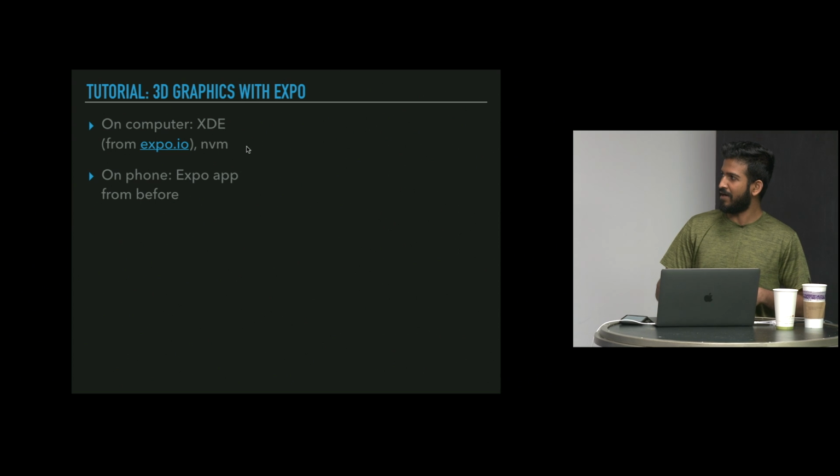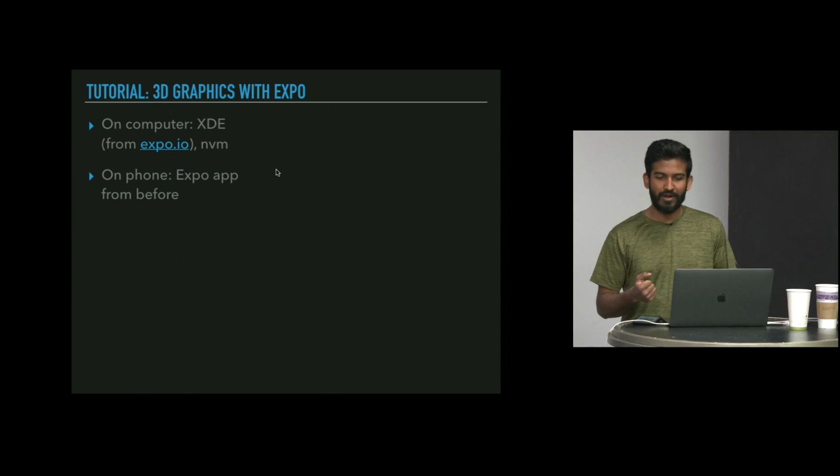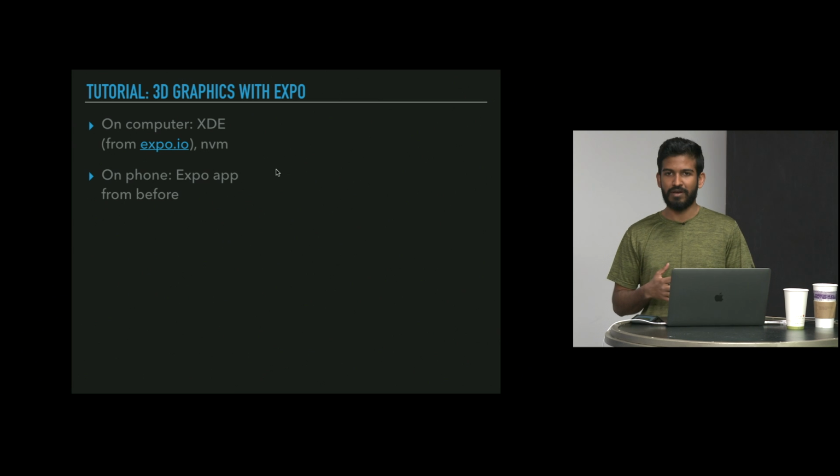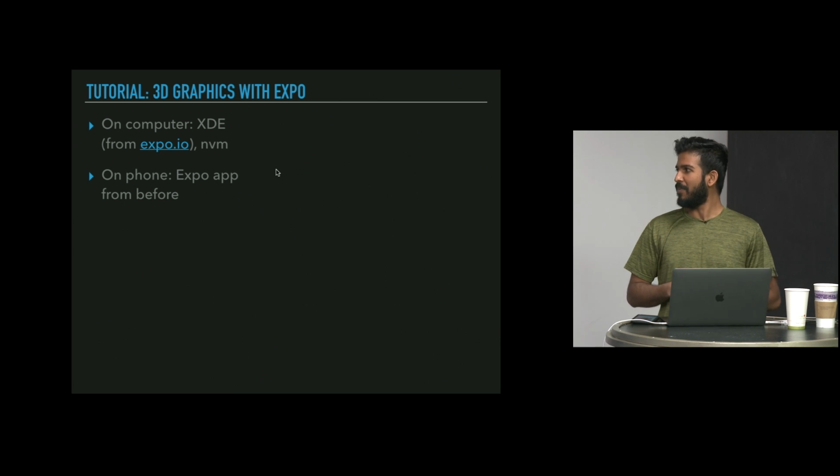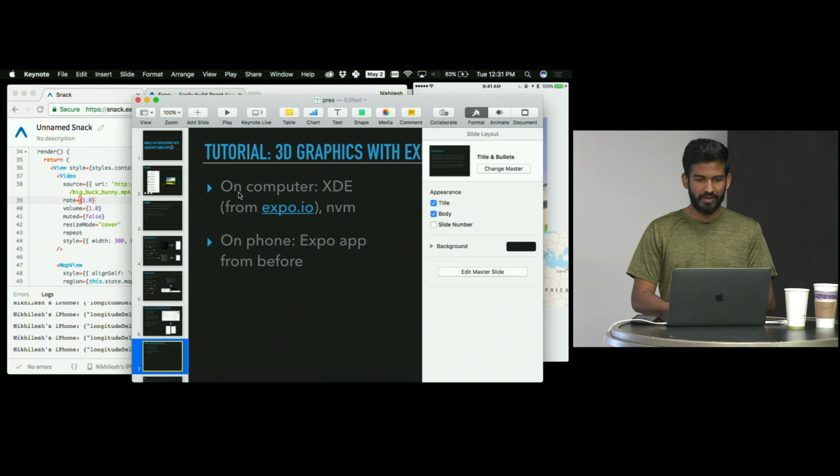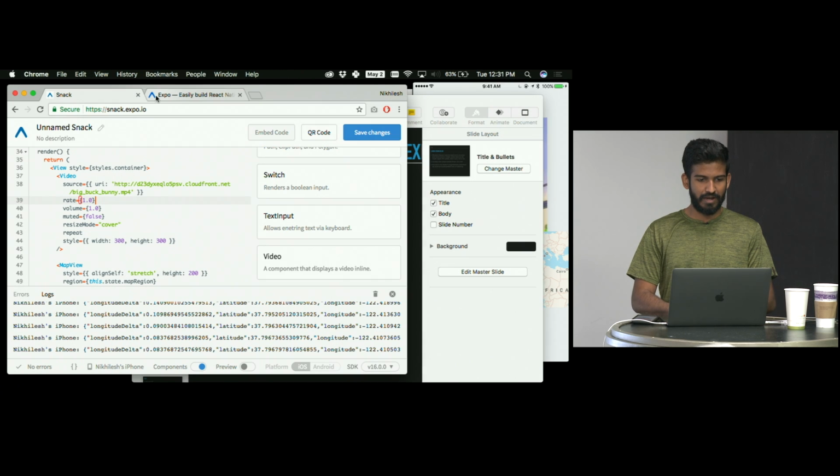And also, NVM is Node Version Manager, which is a way to get NPM, which is a way to get JavaScript packages that you can depend on. And we're going to use 3JS, which is a 3D engine. And we're going to install it from npm. So go back to Expo.